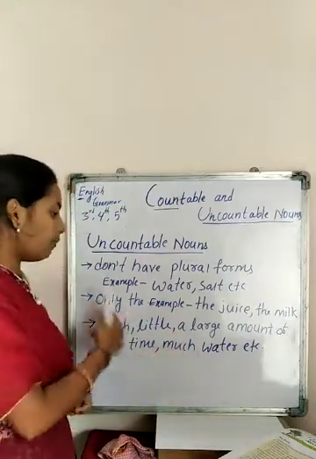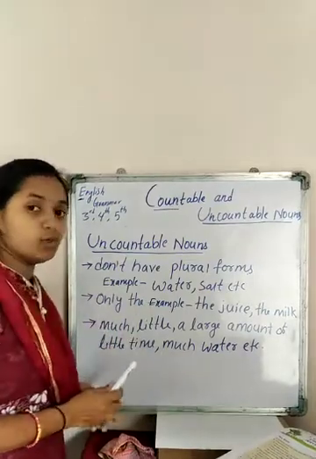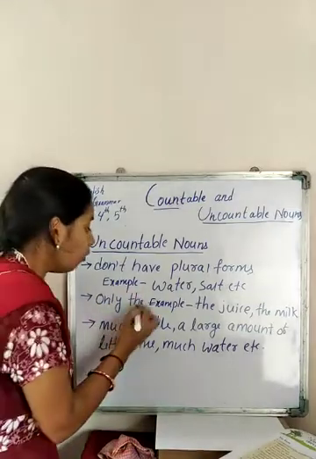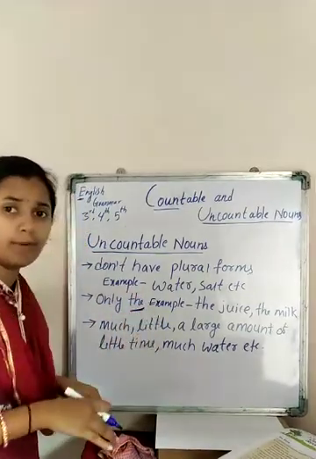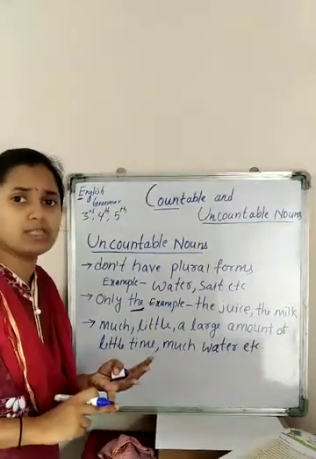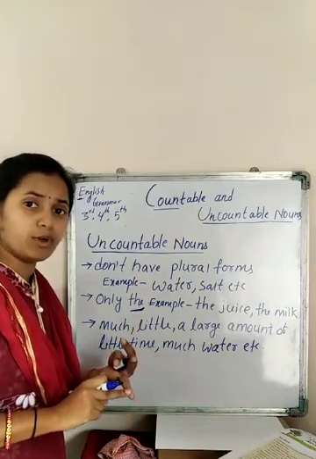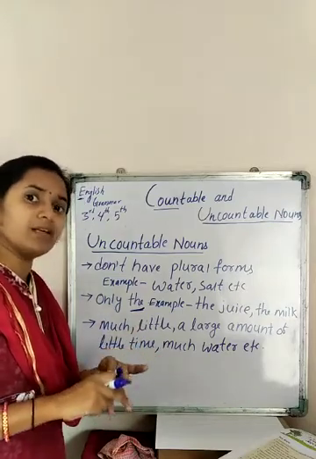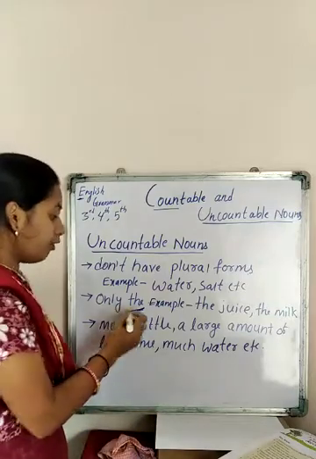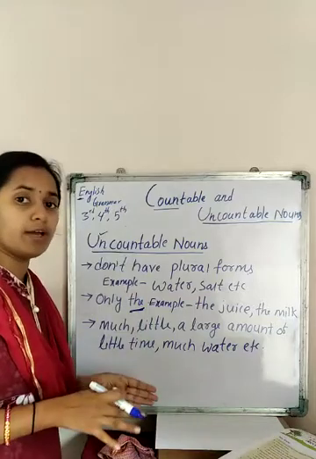Okay? Now coming to the next point, what is that? Only the is used in front of your uncountable nouns. What is the meaning? In your countable nouns you can use a, an and the. A is for singular starting with a consonant. An is used for singular only, and the can be used for both singular and plural, right? But for your uncountable nouns, only the is used before them.